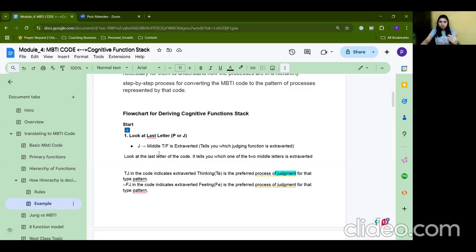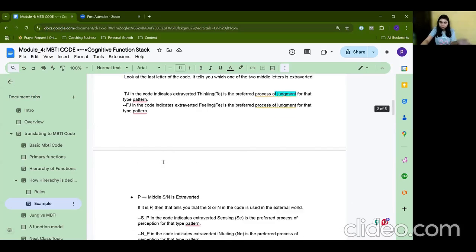For J, it will tell you which of the judging functions is extroverted. If it's F, extroverted feeling is the function that you extrovert. If it's T, then extroverted thinking is the function that you tend to extrovert in the world.